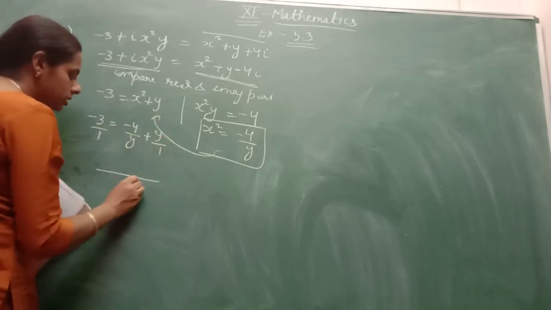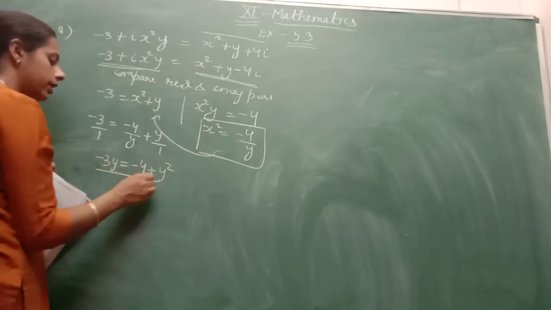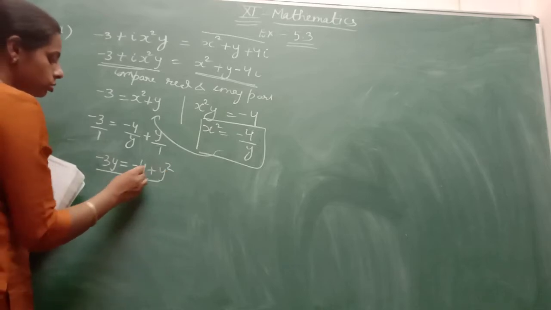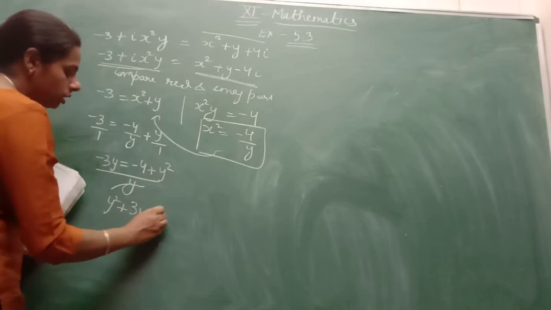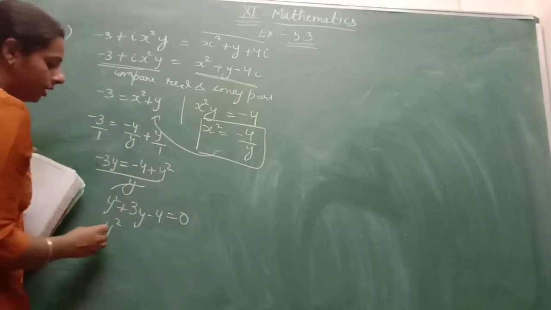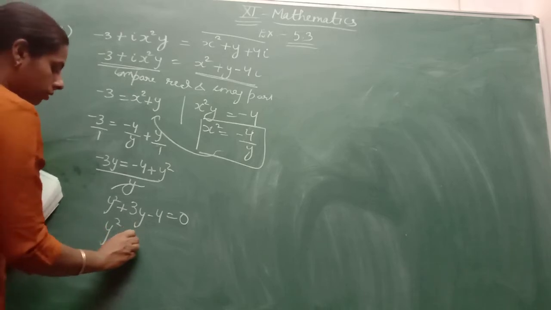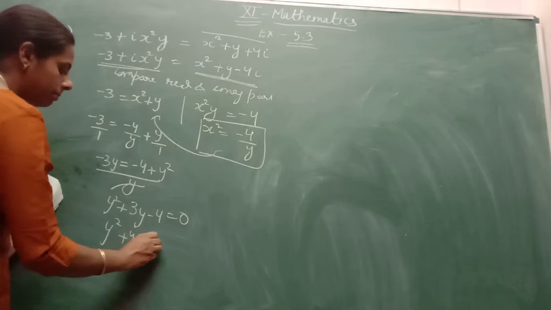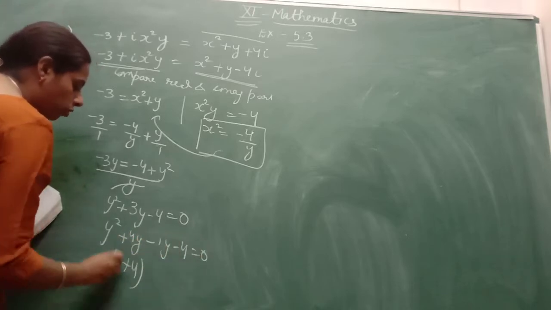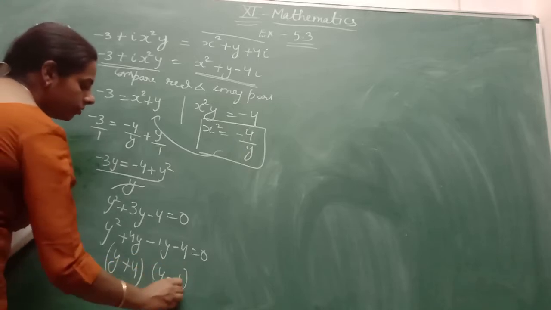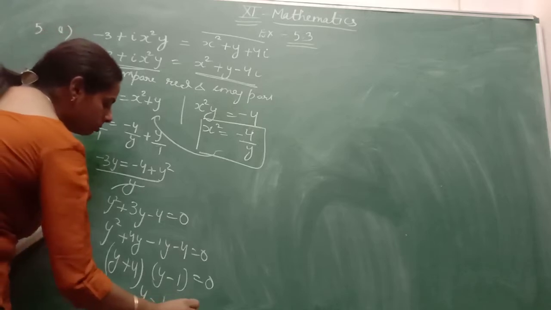On taking the whole LCM, there is minus 3y equal to minus 4 plus y square, and the denominator part will be cancelled. So solving or taking everything on one side, you will have y square plus 3y minus 4 equal to 0, and you can factorize it by splitting as minus 1y plus 4y minus 4. If you factorize it, you have y plus 4 and y minus 1 as factors. So there are two values: first is 1 and second is minus 4.